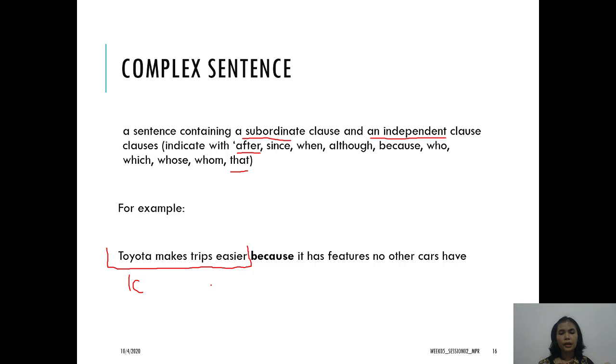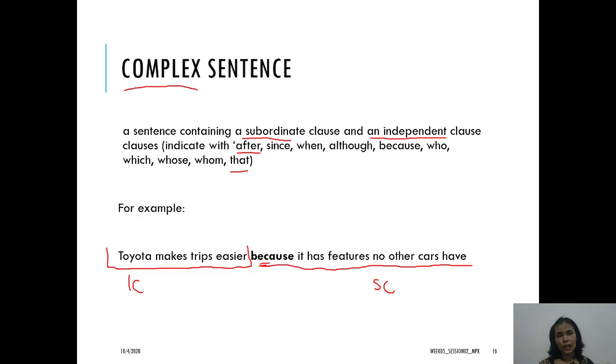This sentence can stand by itself because this is the independent clause. But this one, because it has features no other cars have, cannot stand by itself. Therefore we call it a subordinate clause because there is the word because over here. This because makes the sentence unable to stand by itself. That's why we call it a subordinate clause. And this sentence we call the complex sentence.